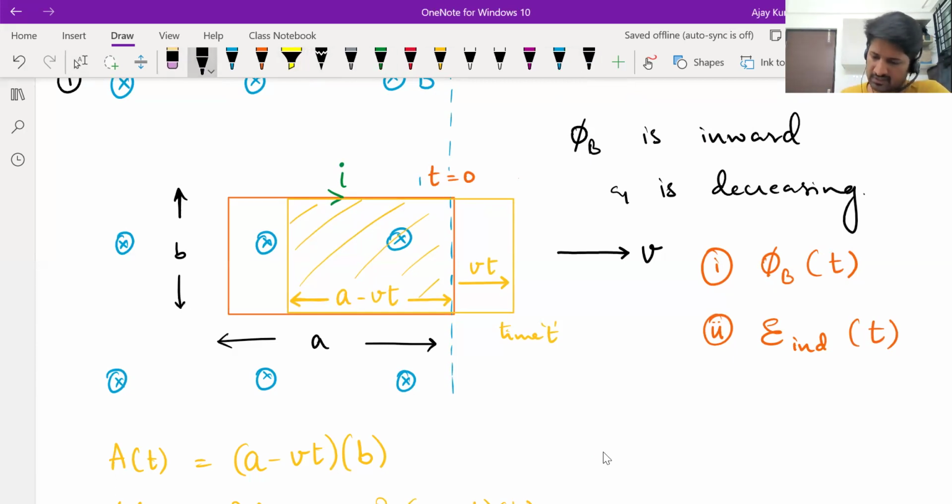Okay, the rectangle has 4 sides. Let's consider each side separately. This side of the rectangle, S1, is already out of the magnetic field. It can't participate in generation of EMF. Next, this side of the rectangle, the upper side, S2.